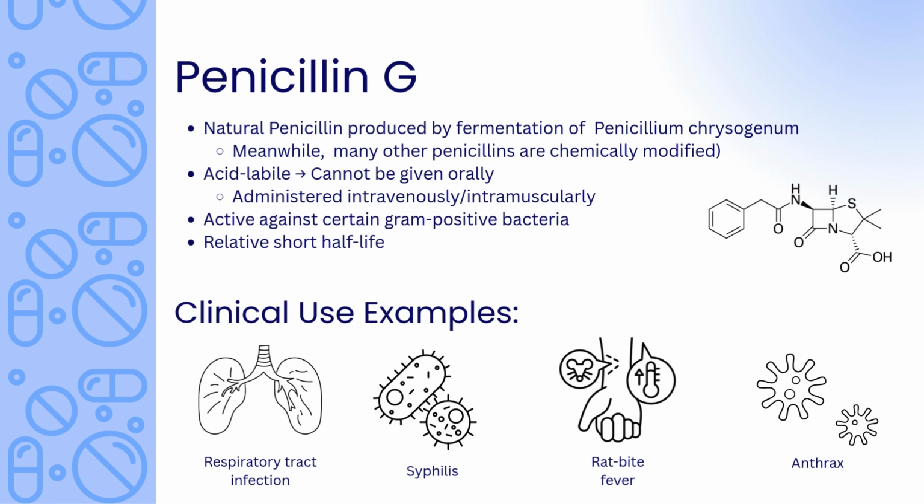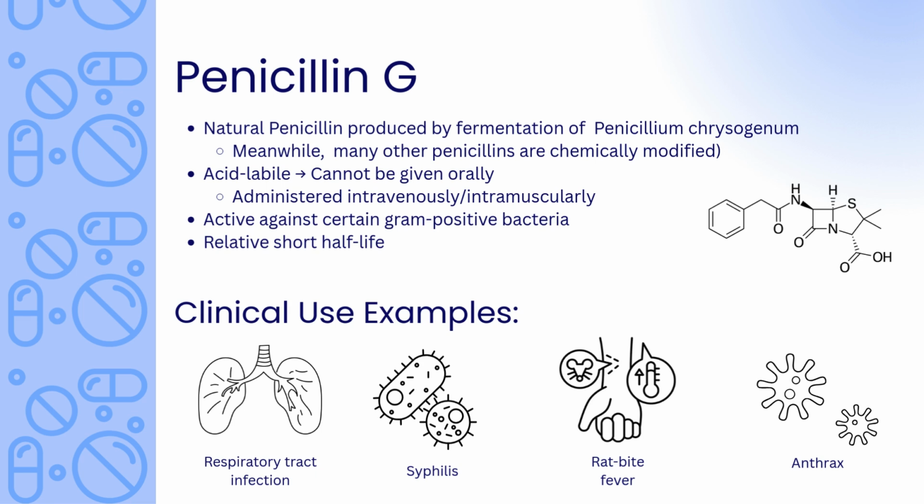This is a natural penicillin produced through the fermentation of the mold Penicillium chrysogenum. Notably, unlike some other penicillins, it is not chemically modified after the fermentation. However, it is important to note that Penicillin G is sensitive to acid, meaning it breaks down in acidic environments. This characteristic prevents it from being taken orally, so it is usually administered intravenously or intramuscularly.